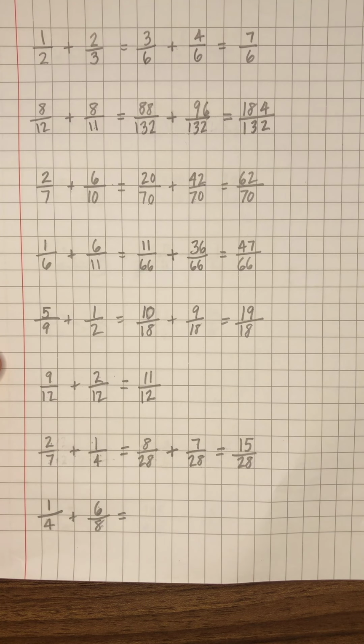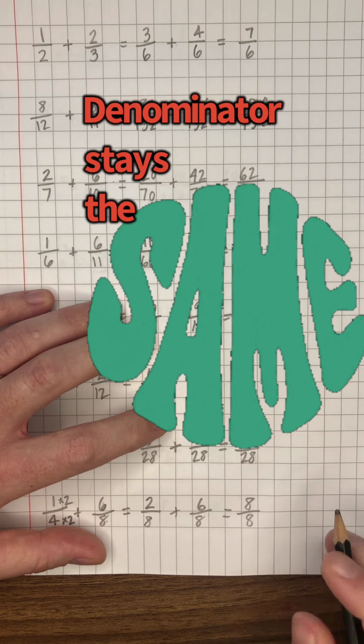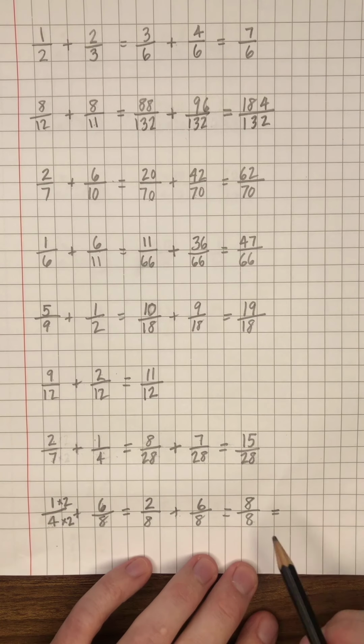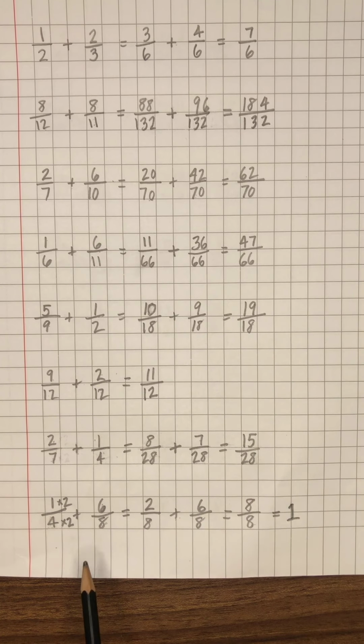And we know we want our denominator to be 8. So we have to figure, how did we get from 4 to 8? We multiply by 2. And if we multiply the denominator by 2, we have to multiply the numerator by 2. So we would get 2/8 plus 6/8. 2 plus 6 is 8. And the denominator stays the same. So we have 8/8. If the numerator and the denominator are the same number, that is equal to 1. So the answer of 1/4 plus 6/8 is 1.